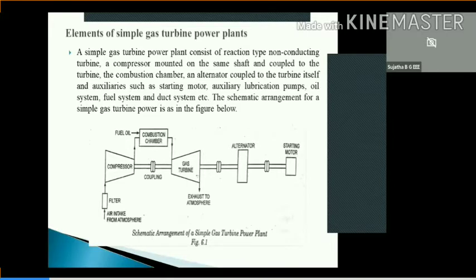You know that we have all the mechanical parts, and because of wear and tear they have to be lubricated. So oil will be pumped using the lubrication pumps. Then we have the oil system, fuel system, and duct system, that is for filtering any dust components. The schematic arrangement for a simple gas turbine power plant is as shown in the figure below. So you are looking at the main components of a gas turbine power plant.